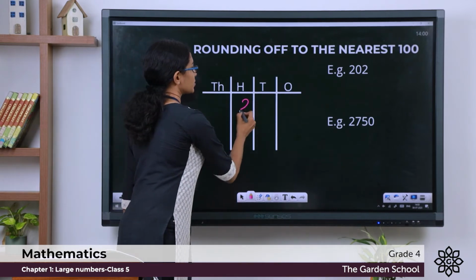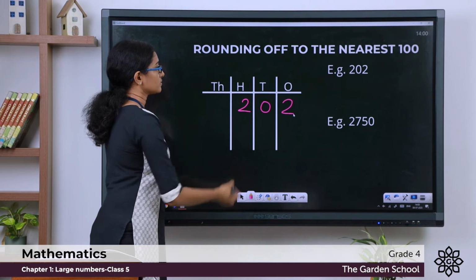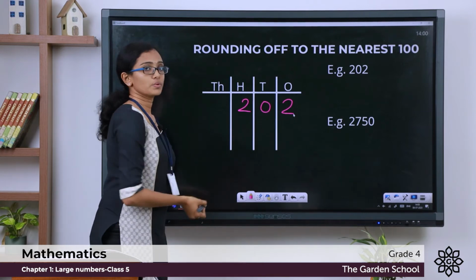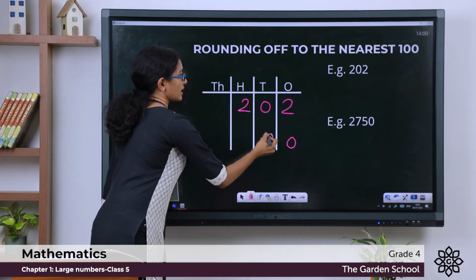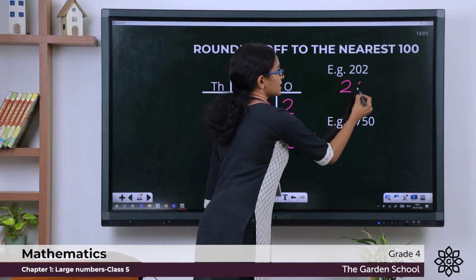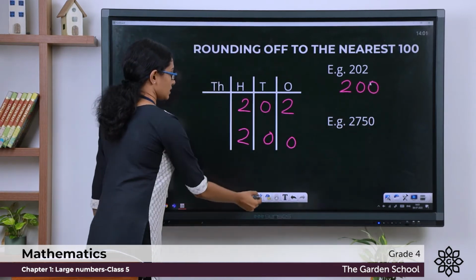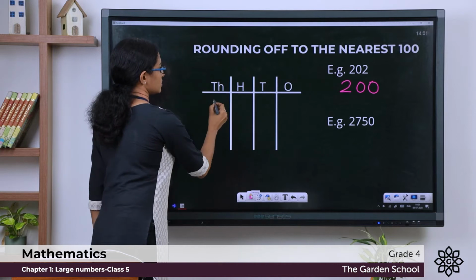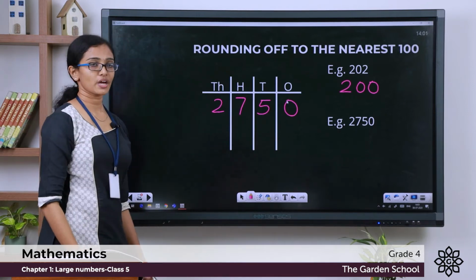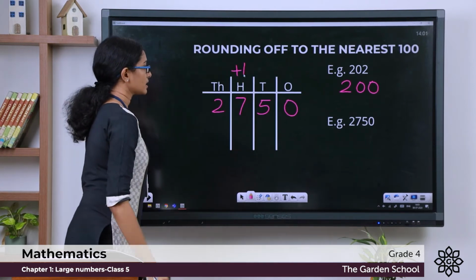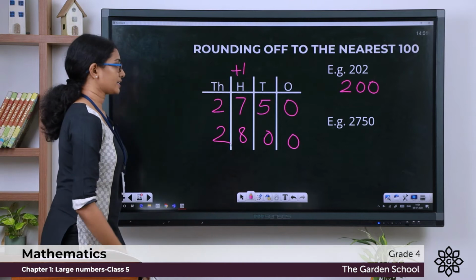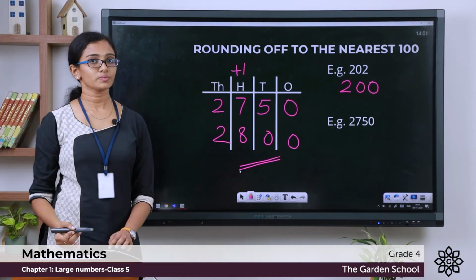Look at this number 202. Here, the digit in the tens place is 0, which is less than 5. So, these two digits will become zeros and the hundreds digit will remain the same. So, 202 rounded off to the nearest 100 will give you 200. Let's see the next one. 2750. Here in the tens place you have 5. So let's add 1 to the hundreds place and change these two digits to 0. So that will make this one 2800. I hope this is clear to you.